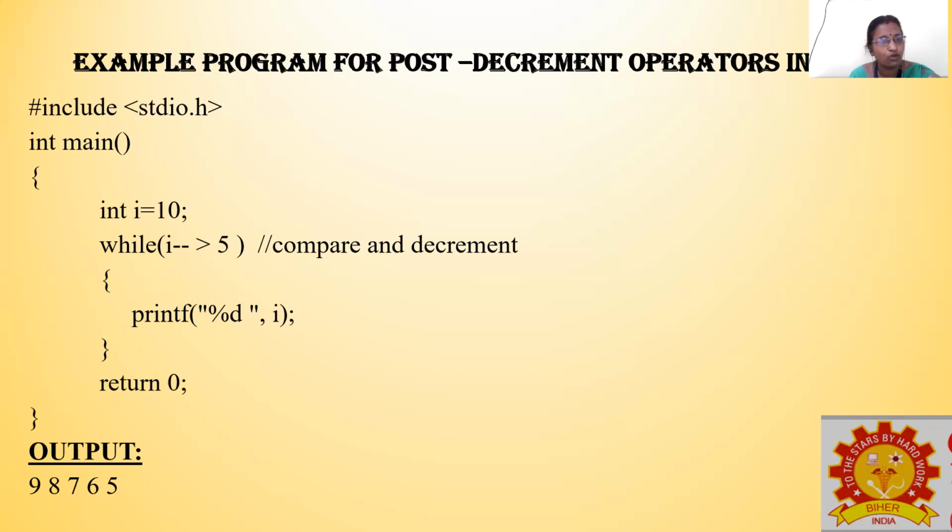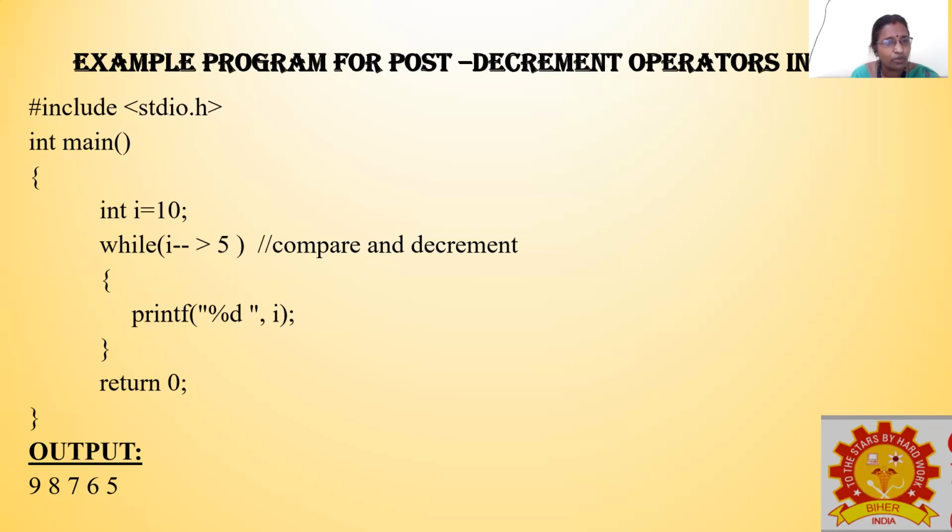Then go to the while loop again. Yes, 9 is greater than 5. First you do the comparison operation. Yes, 9 is greater than 5. Then enter into the while loop. Then parallelly decrement the I value, that will become now 8. So you are printing the I value as 8 within the while loop.